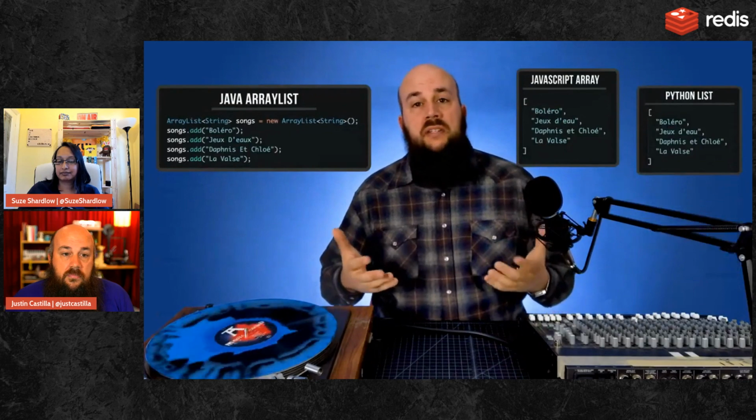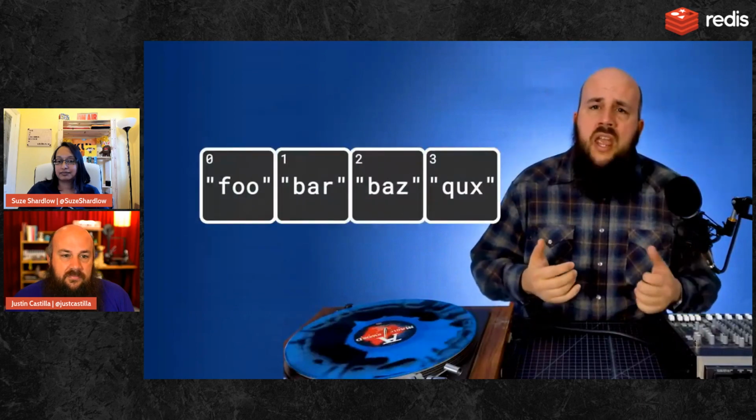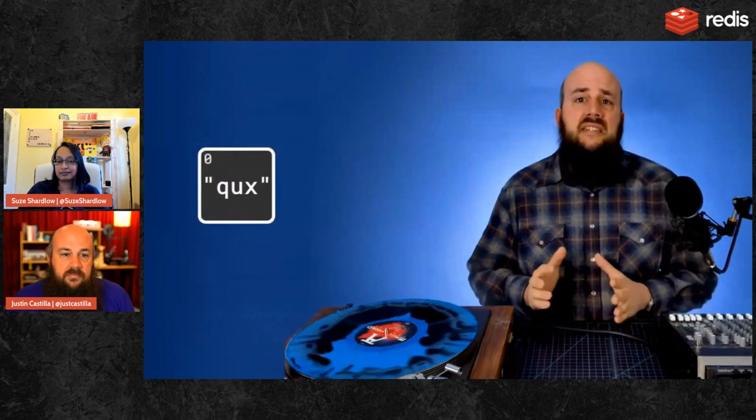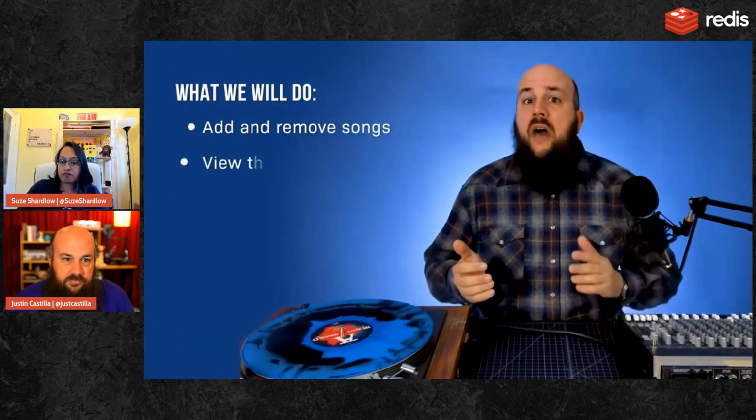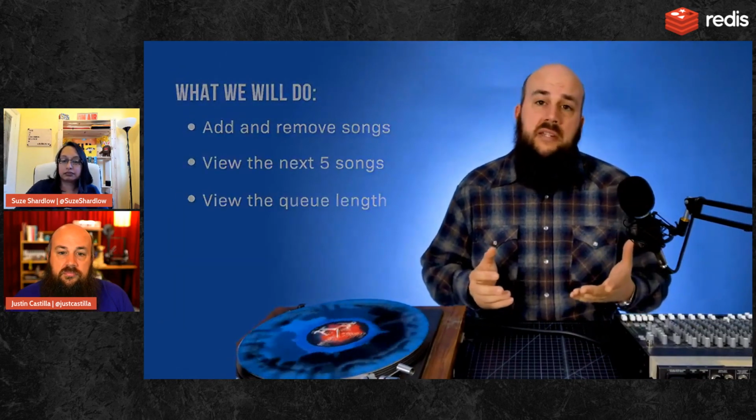Alright, so think of a list as an ordered sequence of strings comparable to a Java array list, a JavaScript array, or a Python list. Lists are great for storing strings, but you can also use them to implement stacks and queues. In our example today, we'll be using lists to represent a radio station's playlist. Each playlist is effectively a queue. We'll learn how to add and remove songs, how to view the next 5 songs, and how to see how many songs we have left to play.